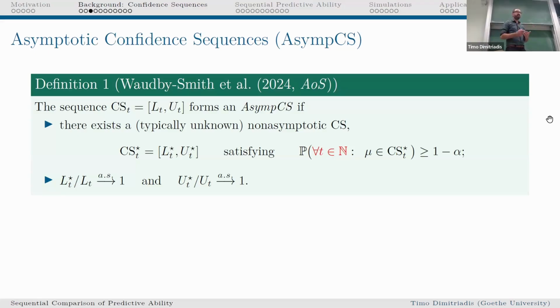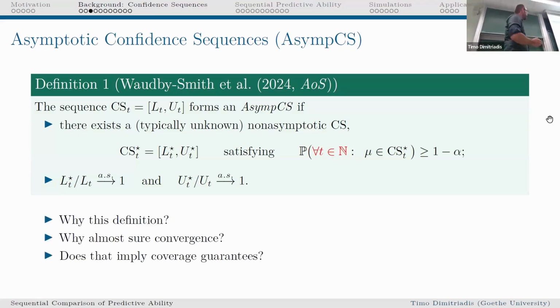Now, it's a bit unclear why we should define an asymptotic confidence sequence exactly like that and not maybe fully cover. Why exactly that definition? Why do we need almost sure convergence? And if something like this holds, do we get asymptotic coverage? This is not so clear from just that slide. And maybe let me say that in practice, we never know the CS star. This just means there exists one; we don't know it, we don't even have to compute it. This is just a mathematical guarantee that if we come closer and closer to that confidence sequence, then we hope that we get a similar coverage guarantee. So now let's dig into these questions.